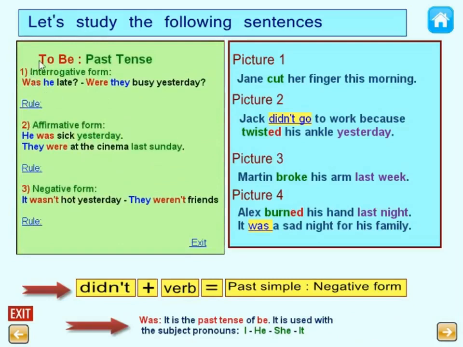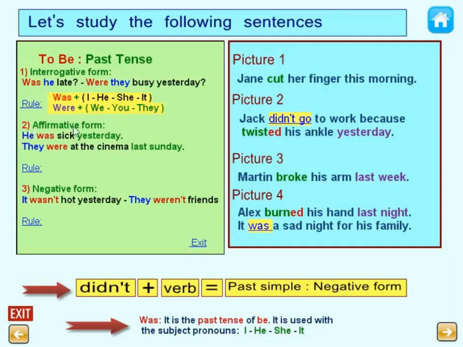As you see here, verb to be in the past simple has also 3 forms. The first one is interrogative form. Was he late? Were they busy yesterday? Can you tell me the rule that you conclude from these sentences? Of course. As you see here, we use was plus I, he, she, and it. And we use were plus we, you, and they.